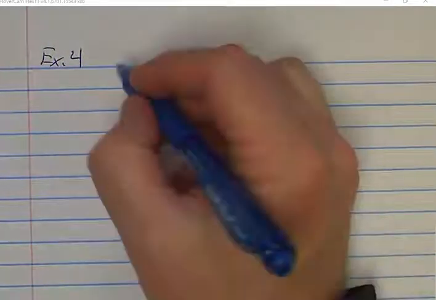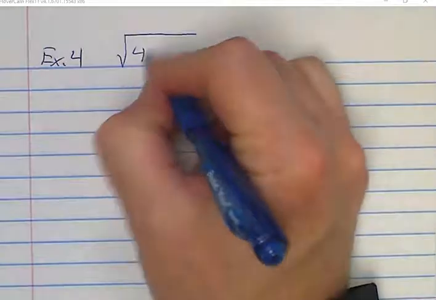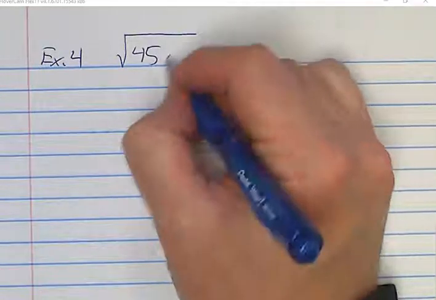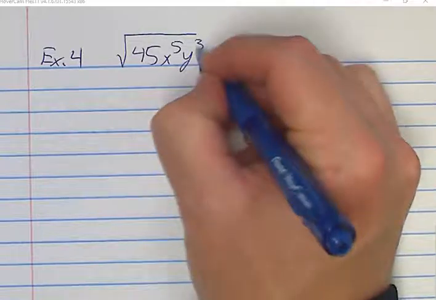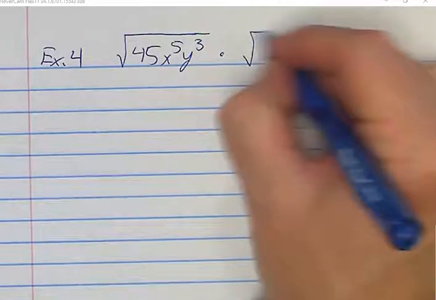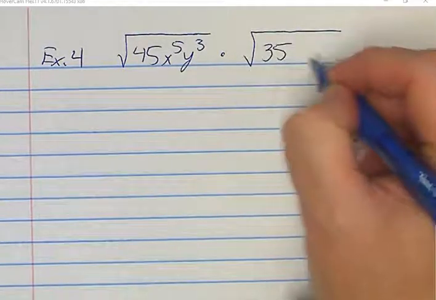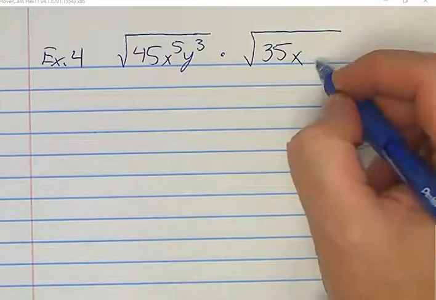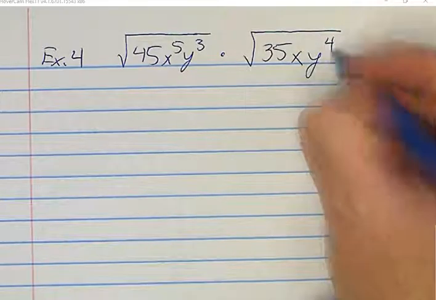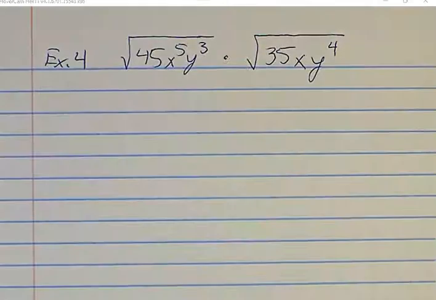Alright, last multiplication problem. Let's go with the square root of 45 x to the 5th y to the 3rd times square root of 35 x y to the 4th. Because all the numbers we had so far were kind of small. We did 8s and 3s and 6s and 4s. Let's throw some bigger numbers out there. Let's go with 45 and 35.